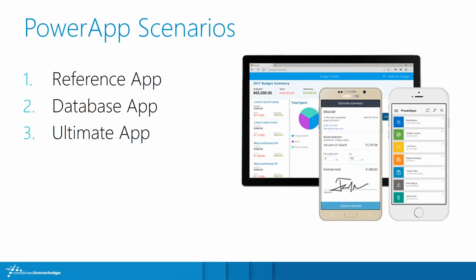To me, there seem to be three types of app that people are building. Let me just explain these. And again, this is basically in my own terminology. This is not official Microsoft terminology. The first type of app that I started to see people building, and it's probably the easiest of the three to build, is what I would call a reference app.